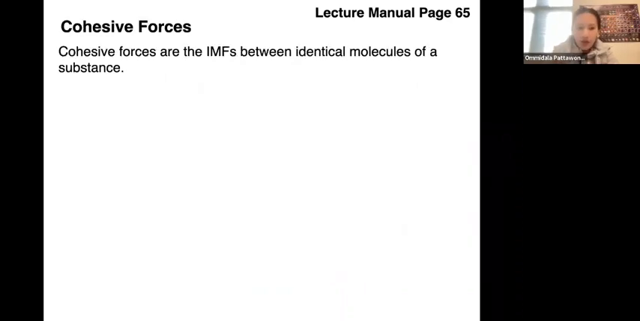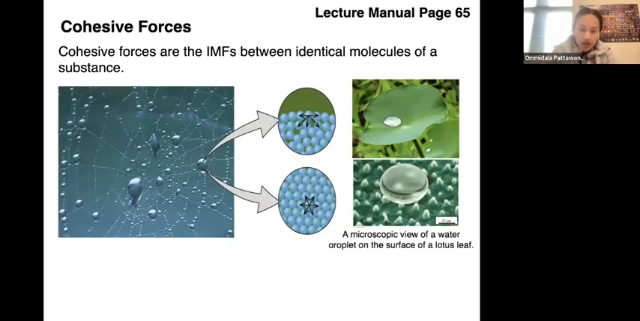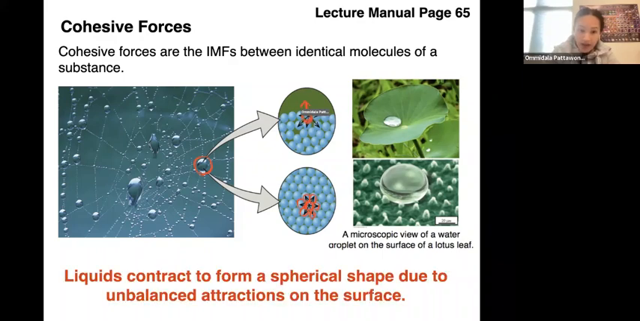The next property of liquids that we are going to look at is cohesive force. Cohesive forces are the interactions, or intermolecular forces, between identical molecules. For example, in a drop of water, it is the interaction between a water molecule and its neighboring molecules. The molecules at the surface have no neighbors above them, so this unbalanced attraction at the surface causes the liquid to contract and form a spherical shape, as you observe in a water droplet.